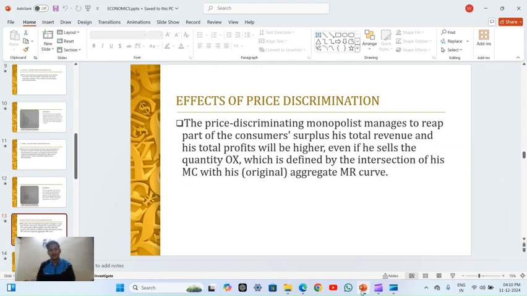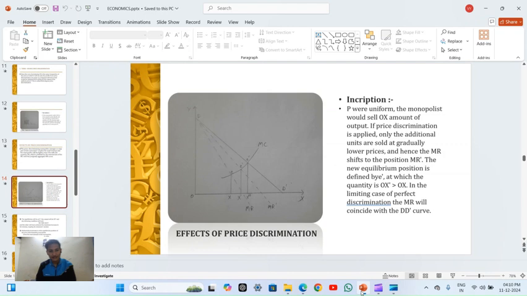Now the effects of price discrimination. The discriminating monopolist manages to capture part of the consumer surplus, so his total revenue and total profit will be higher even if he sells the quantity OX, which is defined by the intersection of his MC and the aggregate MR. So here is the effects of price discrimination curve. You can see the different equilibrium points and the MC curve. The description of this curve is that if prices were uniform, the monopolist would sell OX amount of output.